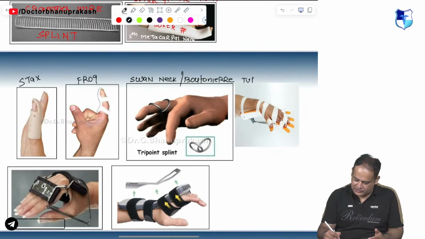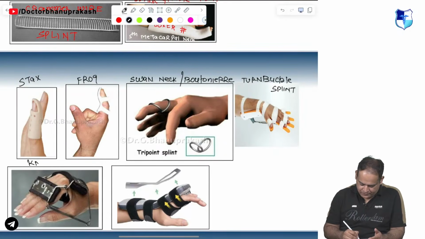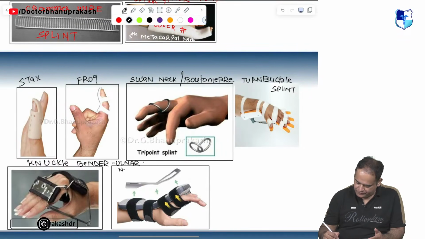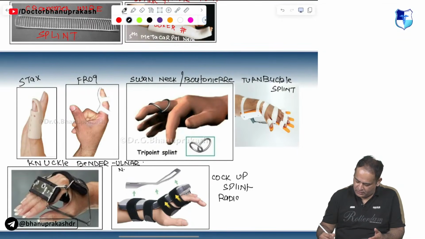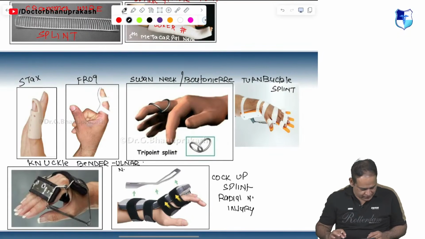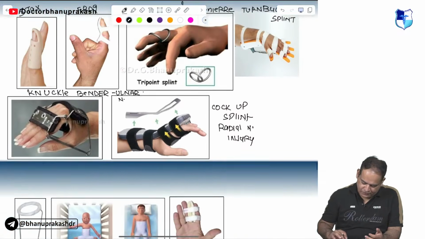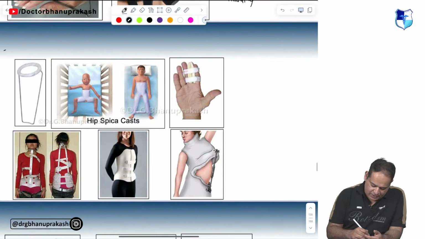Now, this is also turnbuckle splint. Now, this one is knuckle bender splint, and this is for ulnar nerve injury. This one is cock-up splint for radial nerve injury. Right? You just have to remember the photos. Fine.